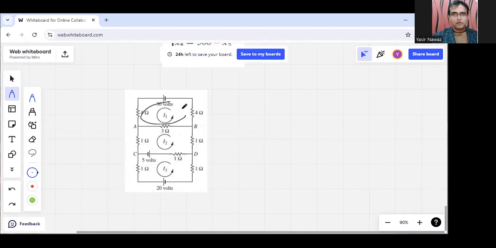It is flowing anti-clockwise here. So in this wire, it is going in this way. In this wire, it is going in this way. In this wire, it is going in this way. And in this wire, it is going in this way for I1. And for I2, it is going in this way, and then in this way, then in this way, and then in this way. So this is for I2. And then for I3, it is going in this direction, this one, and this one. So anti-clockwise direction in all the loops.